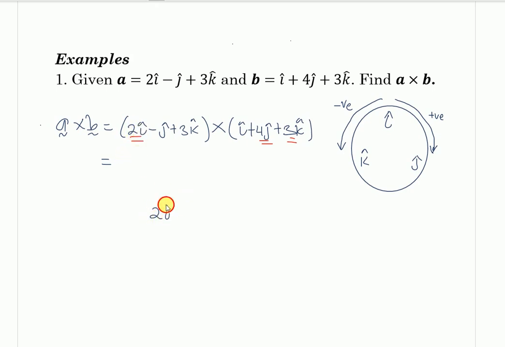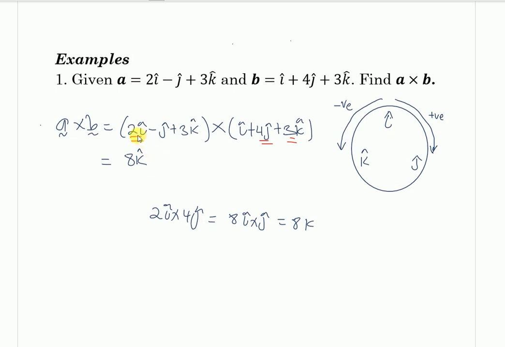2i crossed with 4j. I'm illustrating here; after this I shall just be writing it. This is the same as 8 i cross j. Now from the clock, i cross j, from i to j, is a clockwise motion, so you get a positive k. So this one is 8k.